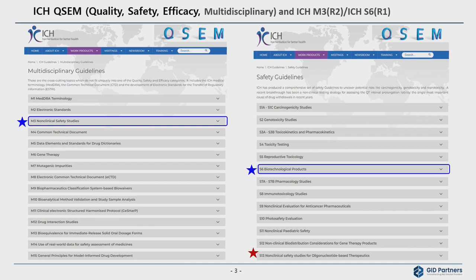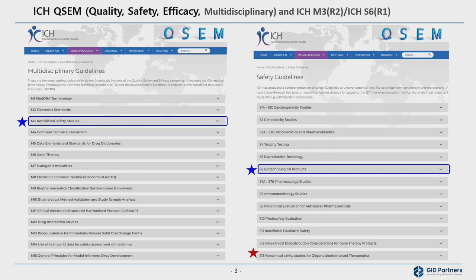If you visit the ICH website, you can see QSEM, which are the quality, safety, efficacy, and multidisciplinary guidelines. Today my focus is M3. This is about non-clinical safety study, as a part of the multidisciplinary guidelines, and S6 is a part of the safety guidelines. Here you can see for the S, the safety guidelines, it contains the carcinogenicity and even the oligonucleotide-based therapeutics in S13. So we have about 13 guidelines for the safety part.